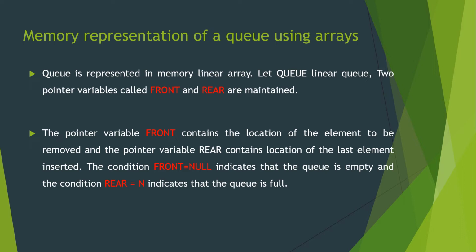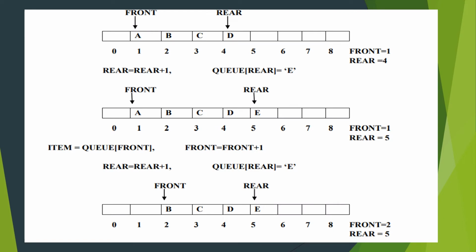Here there are two conditions. The first is front equal to null. This condition indicates that the queue is empty. And one more condition is rear equal to n, which indicates that the queue is full. These are the two very important conditions in the memory representation of the queue using arrays. So here is the diagrammatic representation of the memory representation of the queue using arrays.